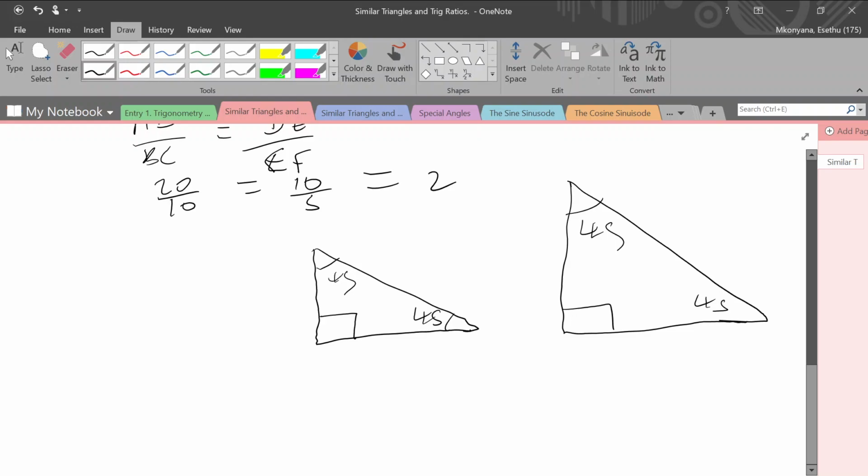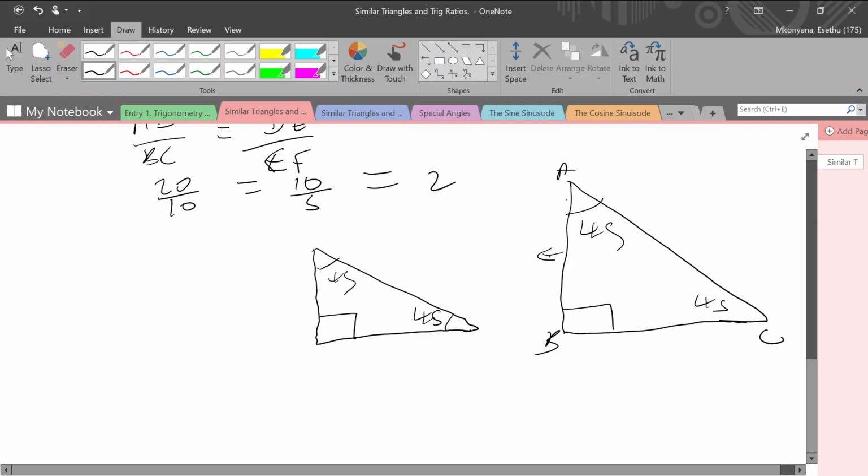I'm telling you now, before you even go and measure them, this side here, this side AB divided by BC will always be exactly equal to this side DE divided by EF. So what you're going to do in this case is that you're not going to specifically write the sides by yourself.